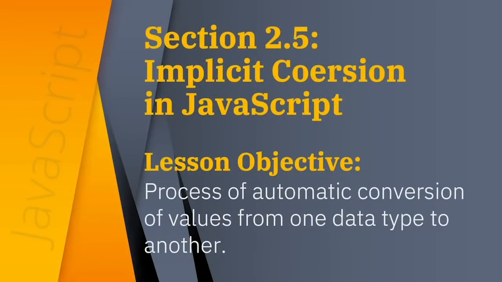We are now in section 2.5 of this JavaScript course. The lesson objective is to show you how JavaScript automatically converts variable types for you, which can make learning easier. But it also can cause unexpected issues. Let's take a closer look.